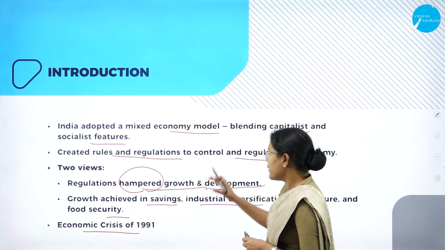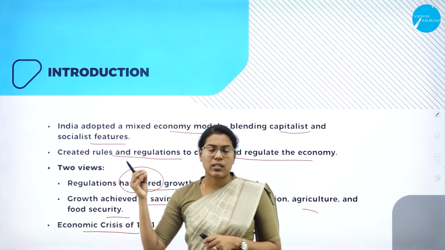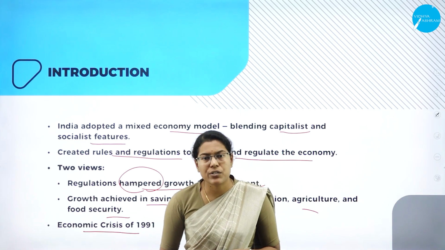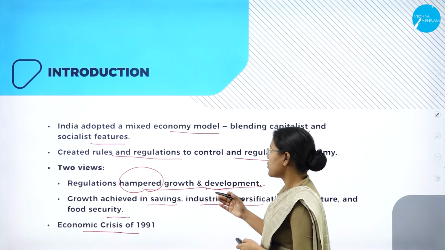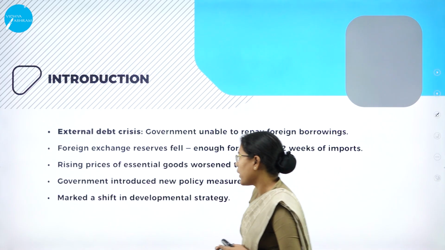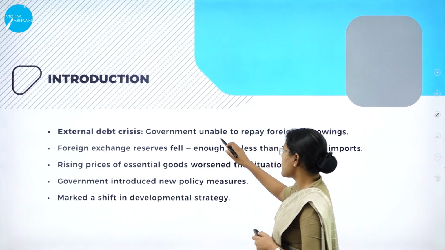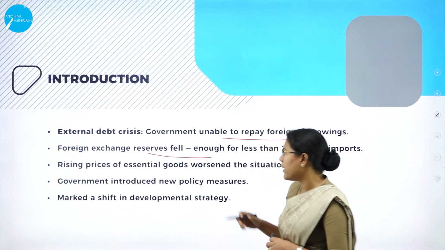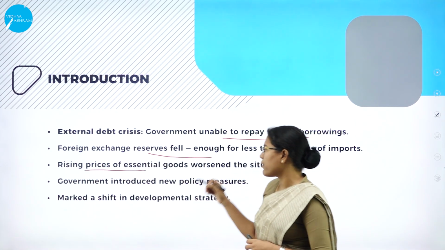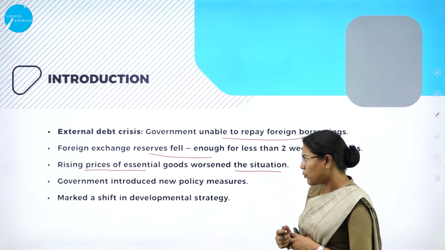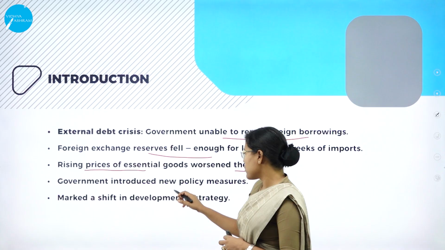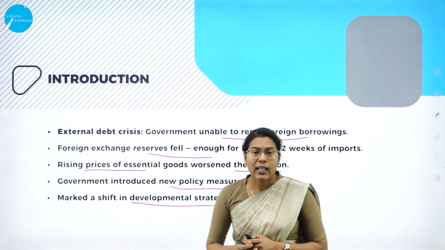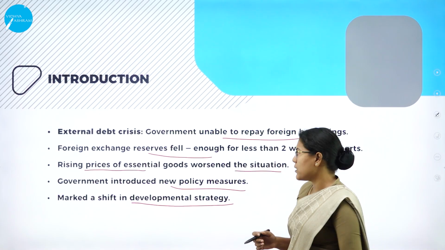So all these regulations and rules, which were affecting even the common people, and the reduced foreign exchange reserves, all contributed towards the introduction of economic reforms in 1991. Particularly the external debt crisis, where the government was unable to repay foreign borrowings, then the foreign exchange reserves fell, and after that there were rising prices of essential goods. That worsened the situation even more. So the government took a decision to introduce new policy measures that would make a shift in developmental strategy. That is the economic reforms that were formed in 1991.